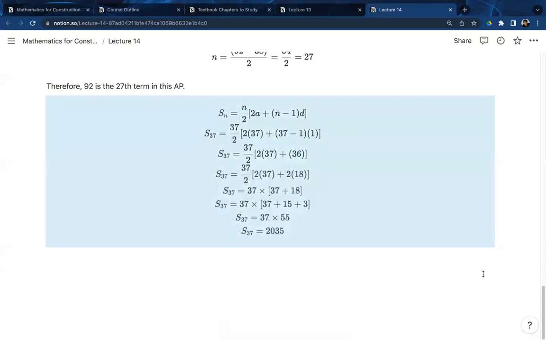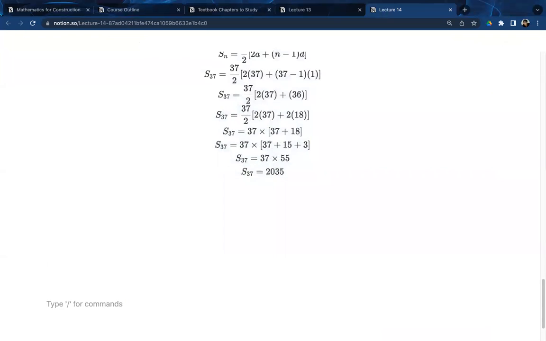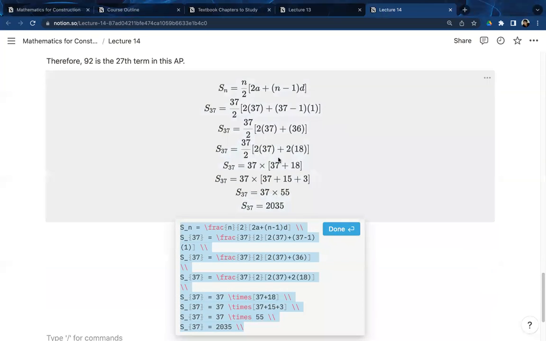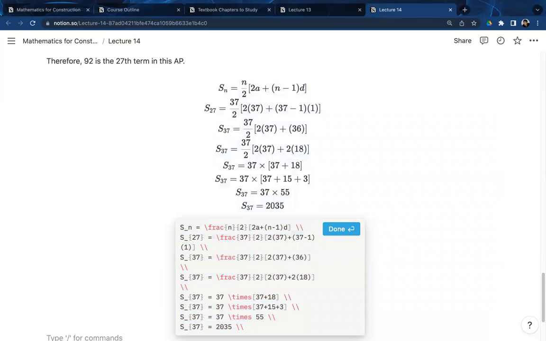So let's see if I could simplify this now. So S27, this is 27 over 2. First term, the first even number is 40, as the 27th term we're looking at, but the common difference is 2. Okay, D is 2. A is 40. And we want the sum of the first 27 terms. Right? The first term is 40, the second term is 42, and so on and so on.